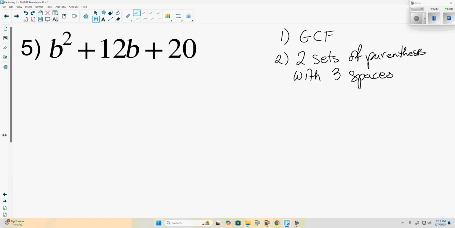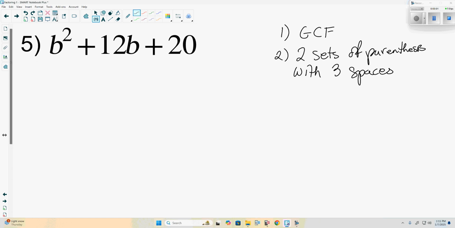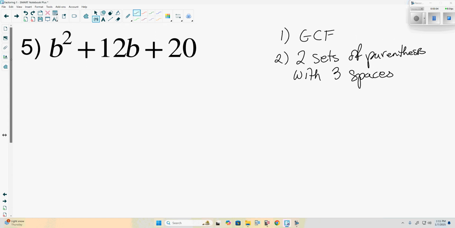So when we look at these 3 terms here, b squared, 12b, and 20, we're first looking for a greatest common factor, a term or expression or number that will go into all 3. In this one here, there is no greatest common factor between all 3 terms. One of the ways that we know for sure, especially looking at the first term, b squared, is there's no number with it. So most likely there's not going to be a greatest common factor with numbers across all 3 besides 1. And if we look at the third term, 20 doesn't have a variable. So there is no greatest common factor across all 3.